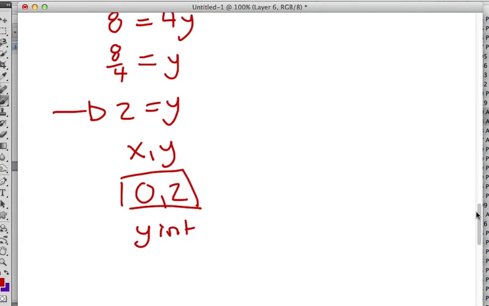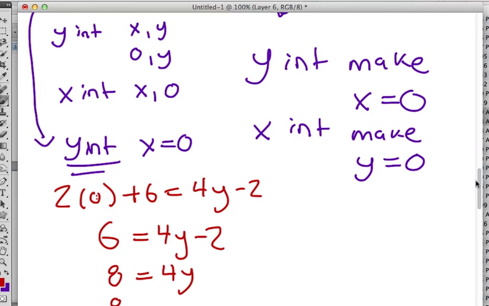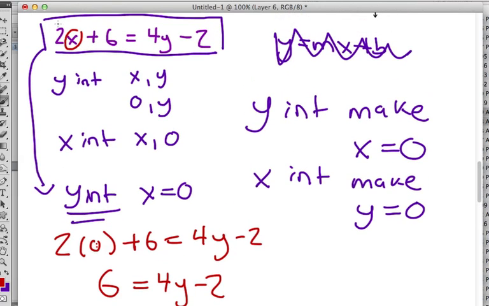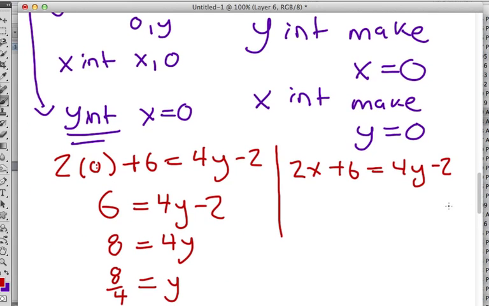Okay, the x-intercept is exactly the same thing, except this time, we are going to make the y 0. So here's my equation. I'm going to write it out on the left side here: 2x plus 6 equals 4y minus 2. And this time I want to find the x-intercept, so make y 0. So 2x plus 6 equals 4, and instead of writing y, I put 0. Okay, clean it up.